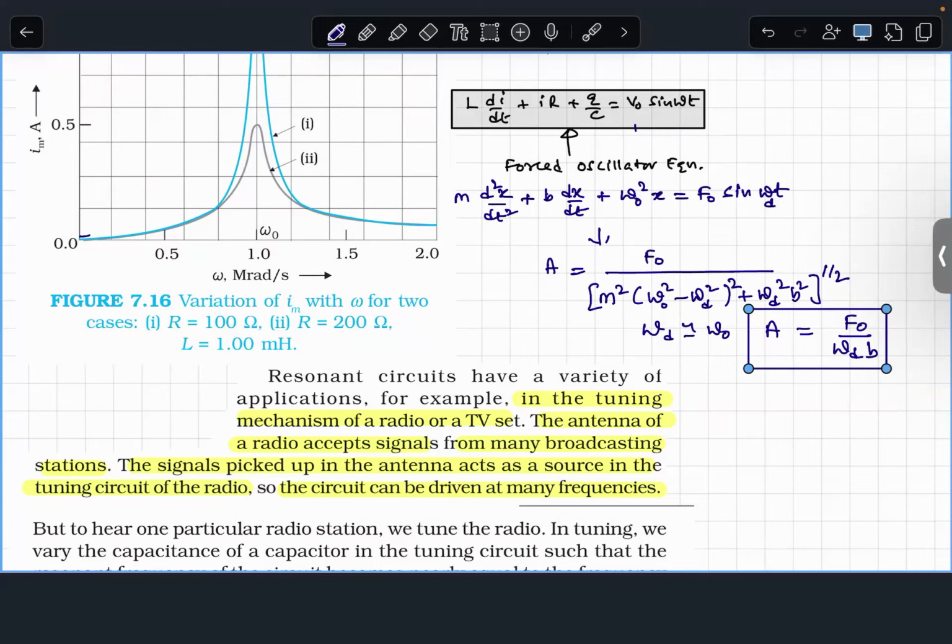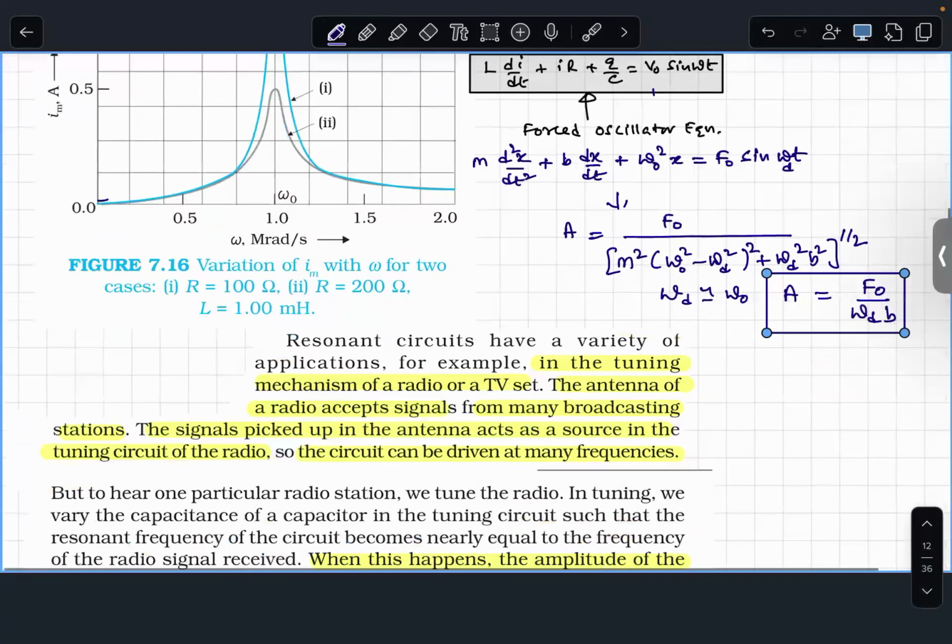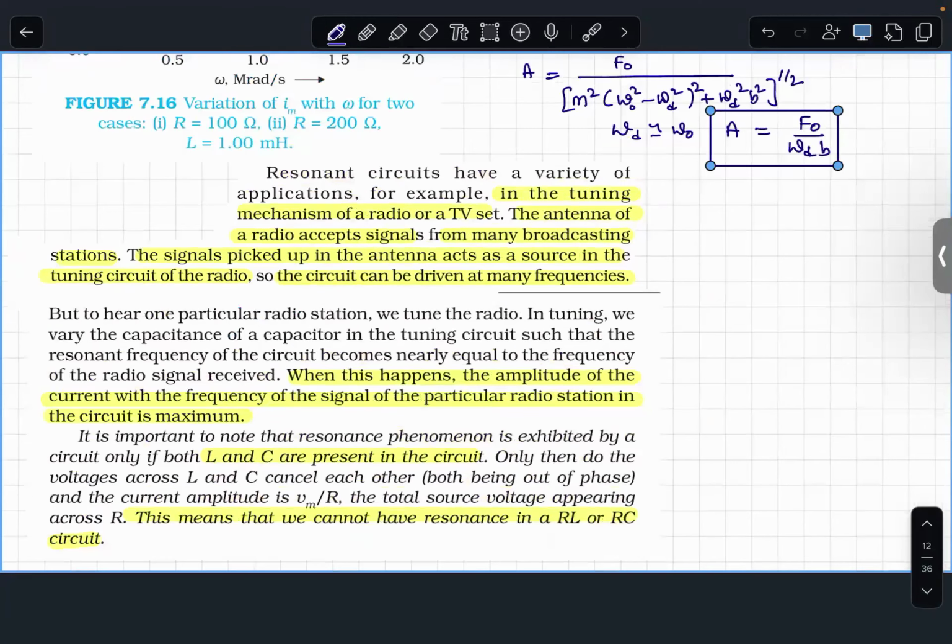So as you increase the resistance, what happens? The quality factor comes down. The sharpness will come down. Right. So this is the introduction to the series LCR circuit.